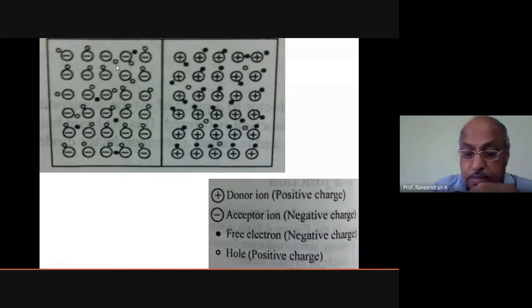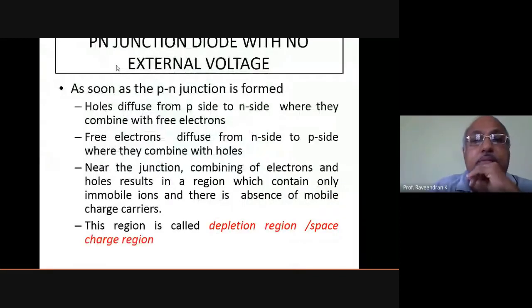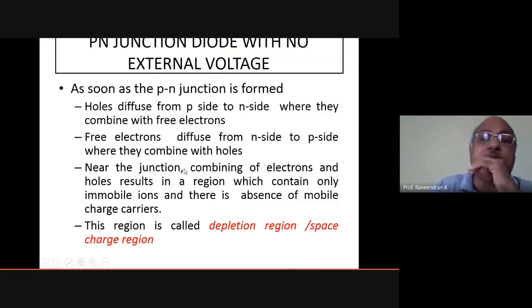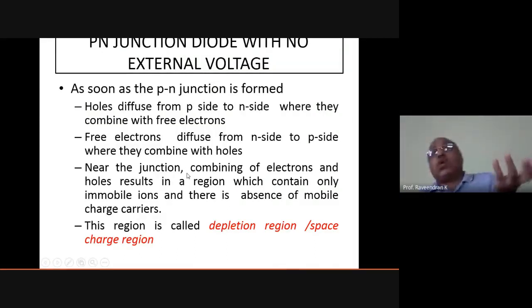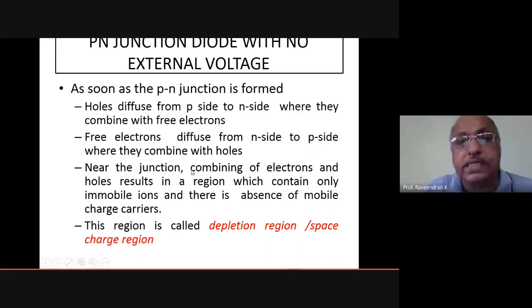Okay. Then, when a p-n junction diode has no external voltage applied, or when there is no source of EMF applied, or when there is no applied voltage to a p-n junction, what happens to a p-n junction? When there is no voltage applied, the p-n junction is in its normal usual condition. As soon as the p-n junction is formed, what happens?